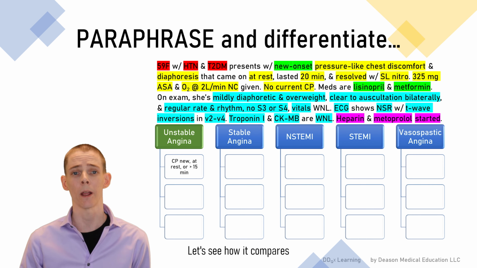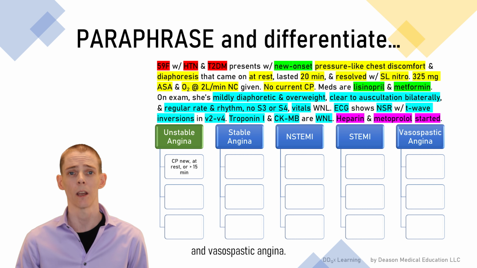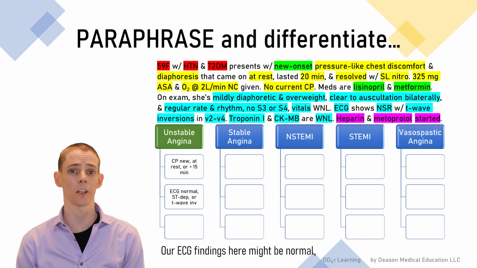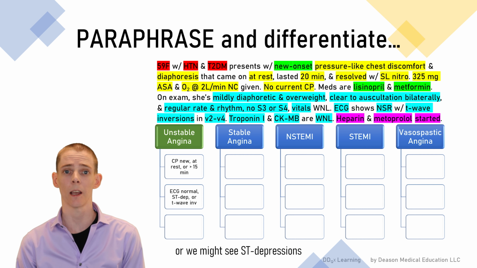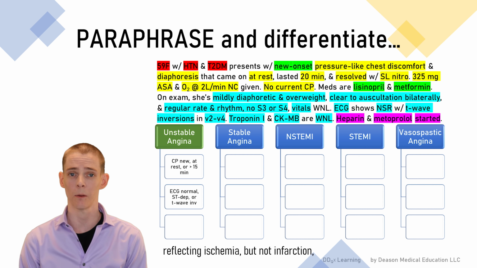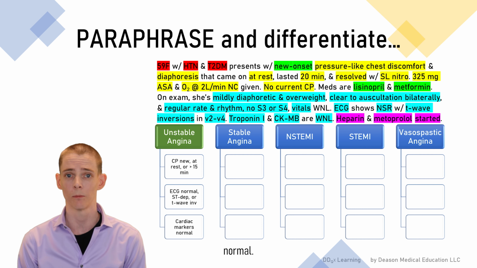Let's see how it compares to stable angina, NSTEMI, STEMI, and vasospastic angina. Our ECG findings here might be normal, or we might see ST depressions or T-wave inversions, reflecting ischemia, but not infarction, which is why our cardiac markers are normal.